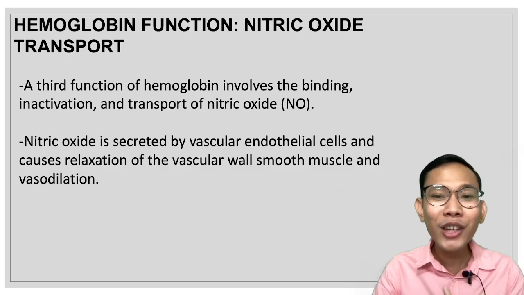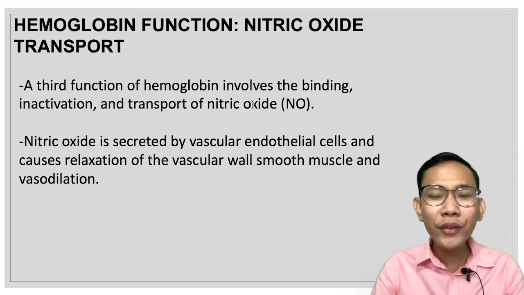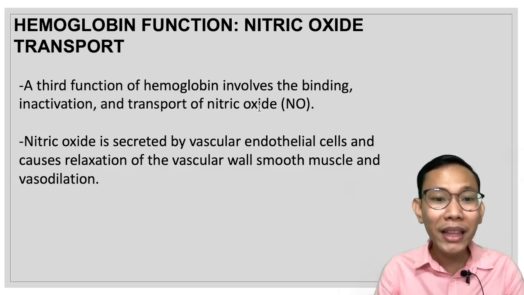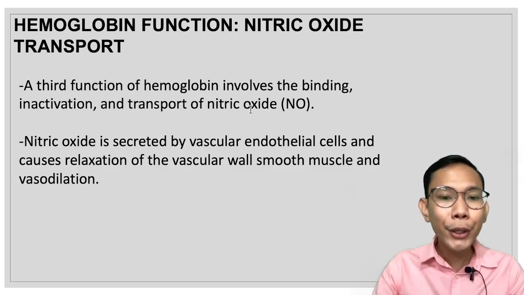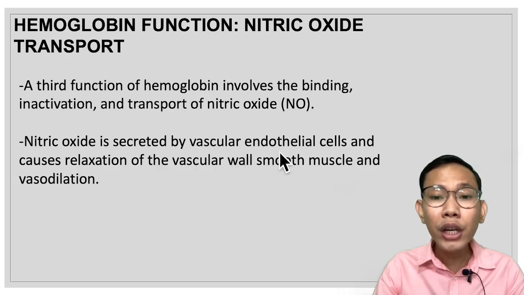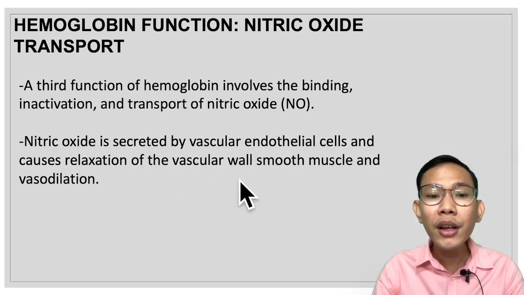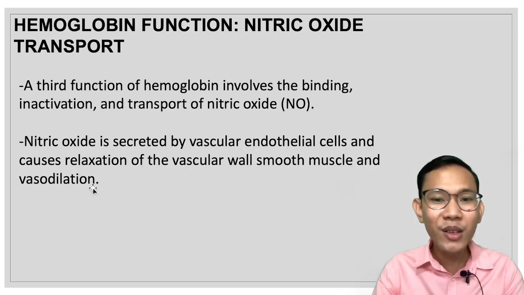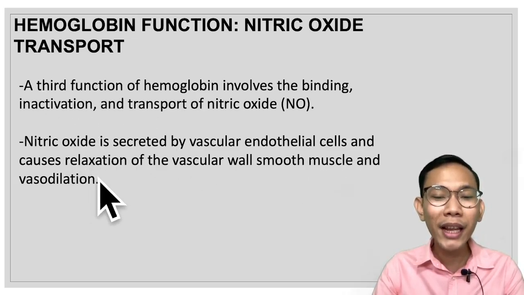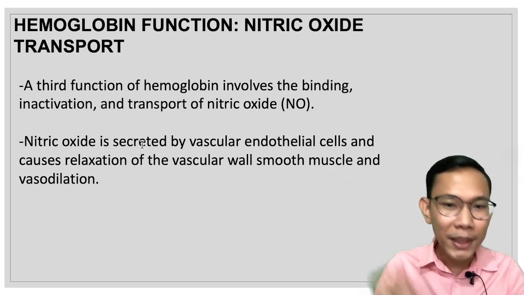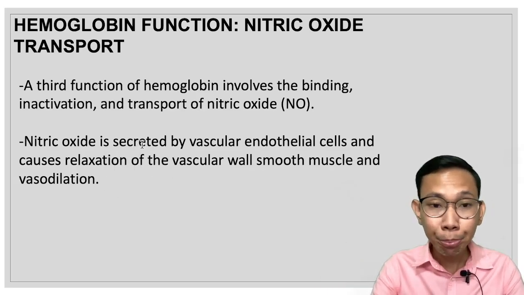Lastly, the hemoglobin function as a nitric oxide transport. Why? Third function of your hemoglobin involves the binding, inactivation, and transport of your nitric oxide. Your nitric oxide is secreted by your vascular endothelial cells and causes relaxation of your vascular smooth muscles and vasodilation. So basically, transport of your nitric oxide for vasodilation or relaxation. That's the basic mechanism of your nitric oxide transport. No need to elaborate further.